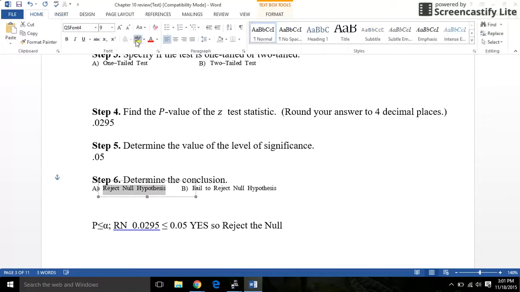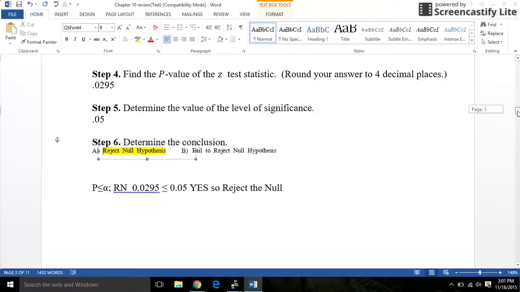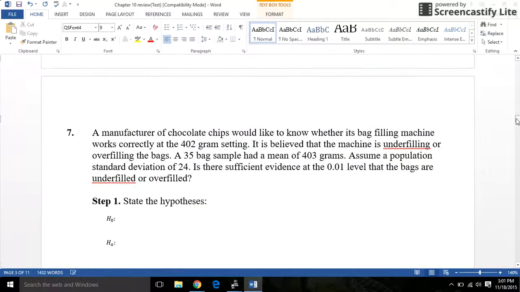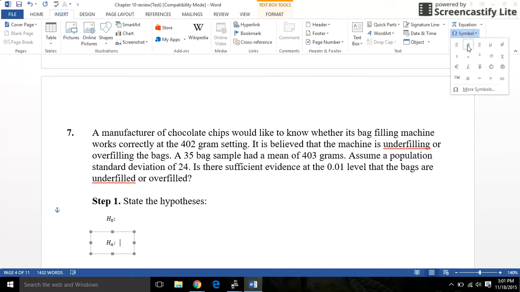Okay. All right. So let's try to quickly get through this one. All right, here's another scenario that they're looking at, the chocolate chips. And this one, it says the machine is underfilling or overfilling. All right, so this is a little bit different. The only difference in this one is your mean here is going to be the mean is not equal to 402. Why is it not equal? Because it doesn't care if it's over or underfilling. It just wants to know if it's doing it differently. Okay, it's not being directional. That's why you have to use not equal.